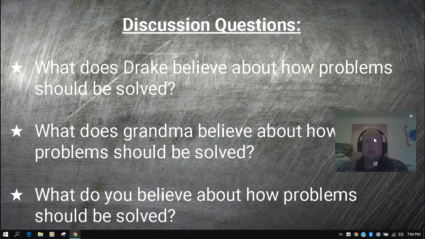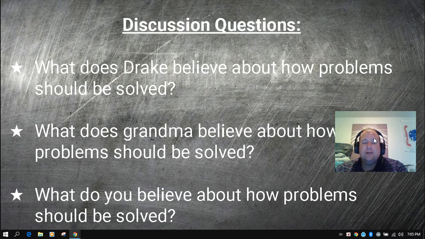Here are our discussion questions that we've discussed, but be ready to talk over this again with your teacher and your class. What does Drake believe about how problems should be solved? What does Grandma believe about how problems should be solved? And then, what do you believe? And make sure you use text evidence as a good responder to text. We're using that information to support why we believe the narrator or the character believes this, or to help us explain our thoughts and if we agree or disagree with what's going on.